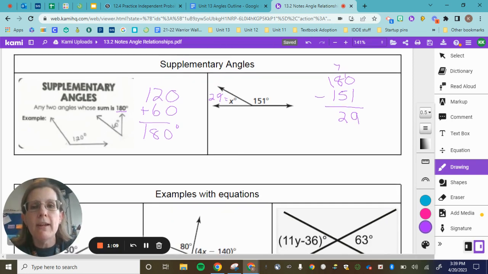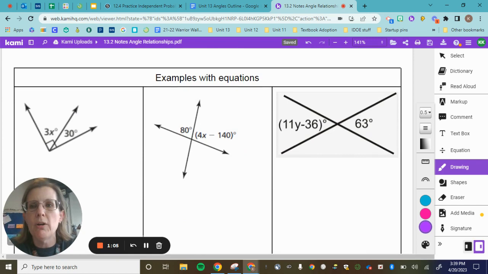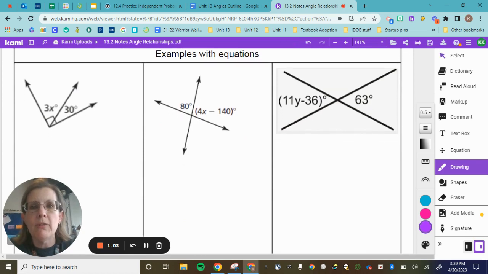Sometimes you have to take those vocab words and you have to solve equations involving them. So in these examples, I'm going to set up the equation and then you're going to solve it with the Edpuzzle video. So our first one, I know that these are complementary. Just going to write comp for complementary. That means they have to add up to 90. So it goes 3x plus 30 has to equal 90. And then we need to solve that equation to figure out what x is.